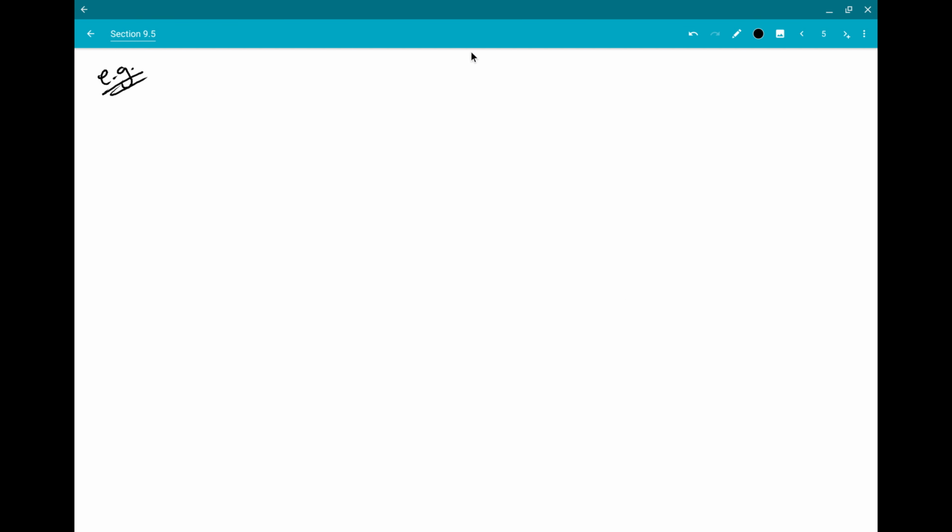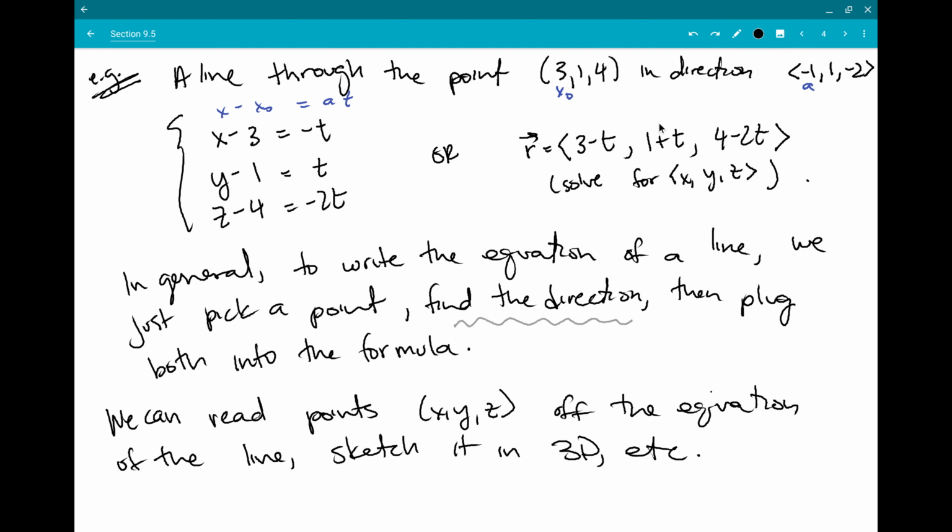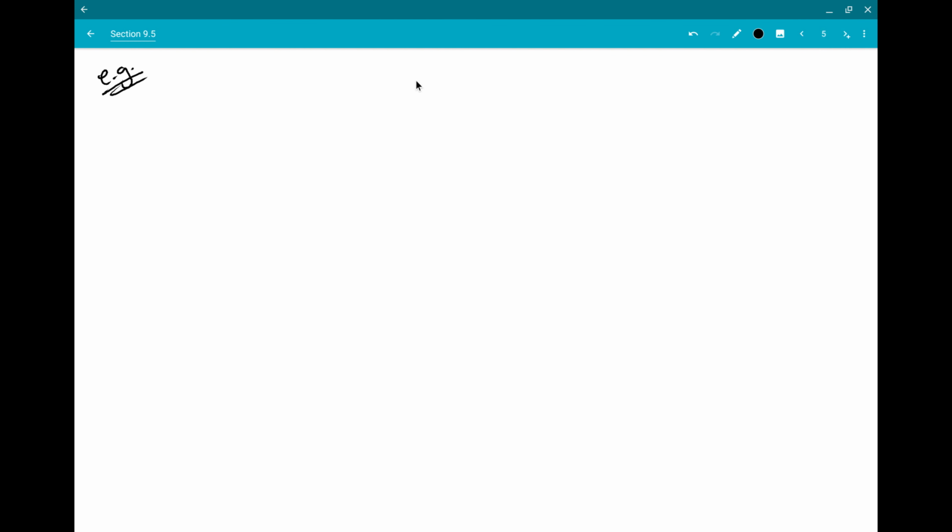And so let's try learning a little bit about this line right here: 3 minus t, 1 plus t, and then our last component is 4 minus 2t. Let's try and think about what it is. It's a line that lives in 3-space, so we're going to end up sketching it. You'll get to see my wonderful drawing skills again. But to sketch it, we need some information first.